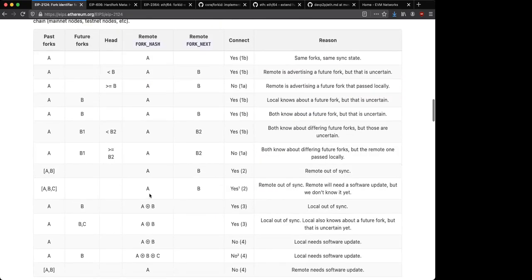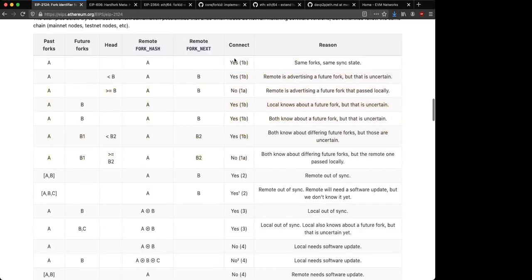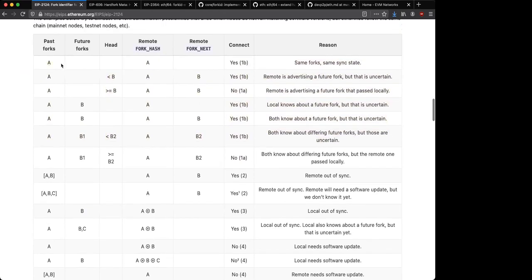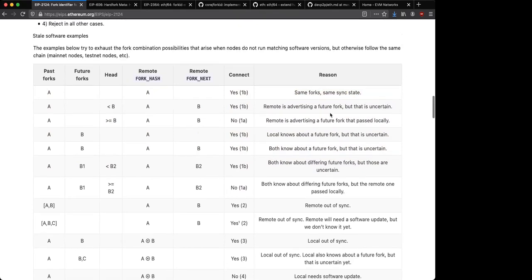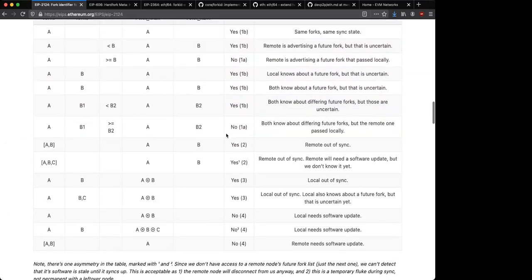And you can see there's a big table in the EIP that explains these validation rules, whether it is okay to connect to the node or not, given the fork hash that it is advertising. You can see the explanation here. For example, if the local fork hash and the remote fork hash are equal, then obviously it is okay to connect, because they are both synced to the head of the same chain. But we will ignore this part about the fork next.